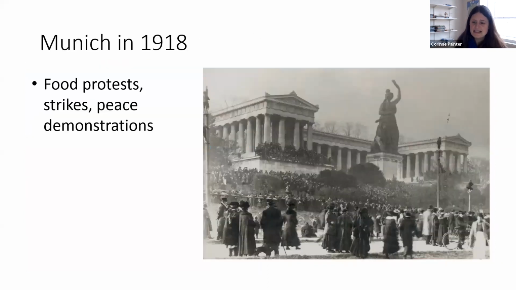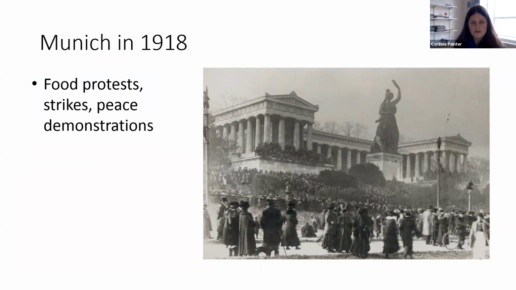So Munich in 1918 also saw lots of food protests, strikes, peace demonstrations. They had been a bit protected from the worst of the food shortages because Munich is in Bavaria, and Bavaria as a state is quite rural, it's quite an agricultural region. So it had been a bit protected, but by 1918, the food shortages were everywhere and they were affecting Munich as well.